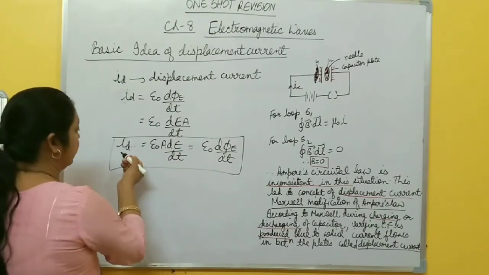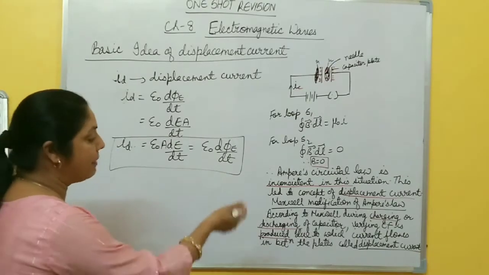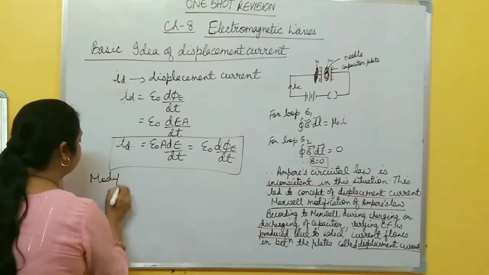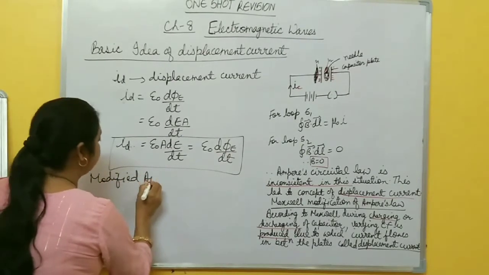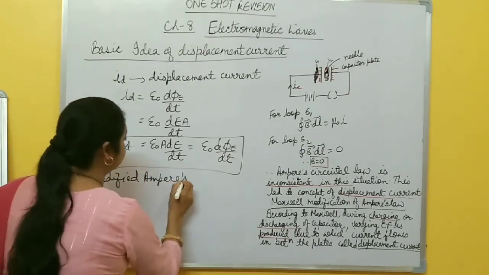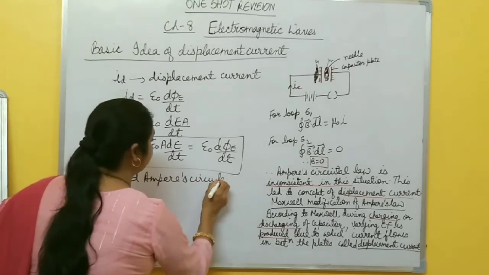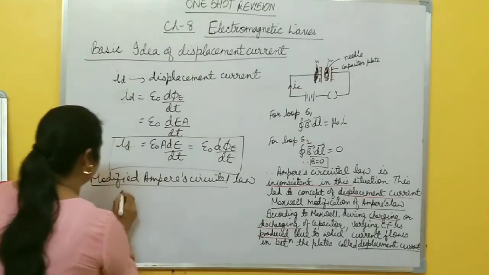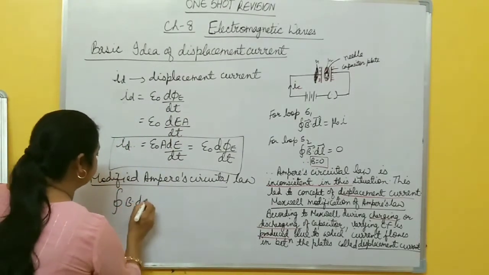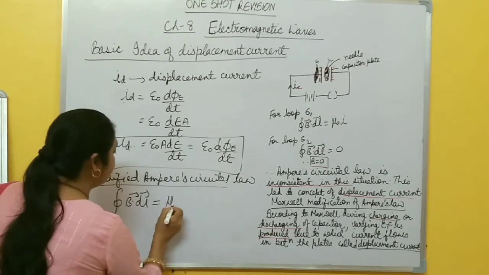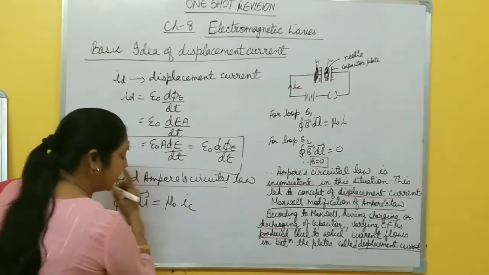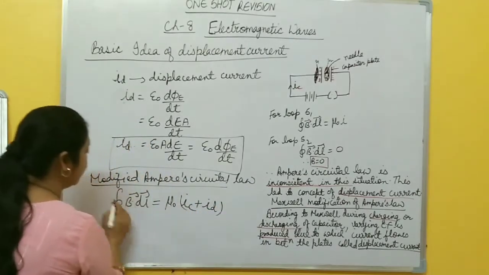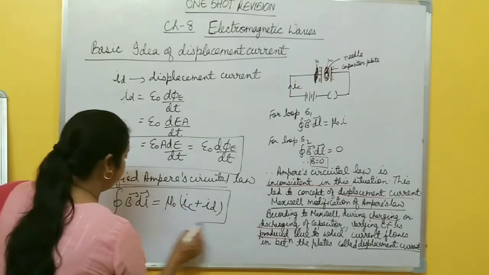And after discovery of this displacement current, Maxwell modified Ampere's Circuital Law. Now, modified Ampere's Circuital Law becomes what? B dot dl is equal to mu naught, not only conduction current IC but also due to displacement current ID, right? So Ampere's Circuital Law is modified by Maxwell.